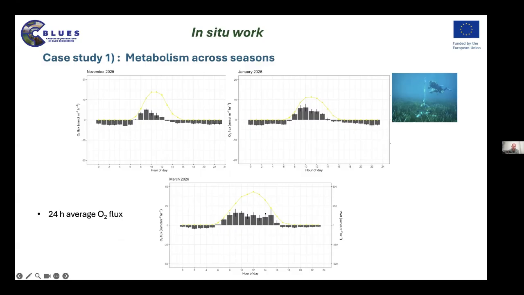And then when we get to March, in spring, we have a huge increase in primary production. Just pay attention, the scale is not the same here. So we have a much higher primary production during spring. Not surprising, but we can put some very nice numbers on that.